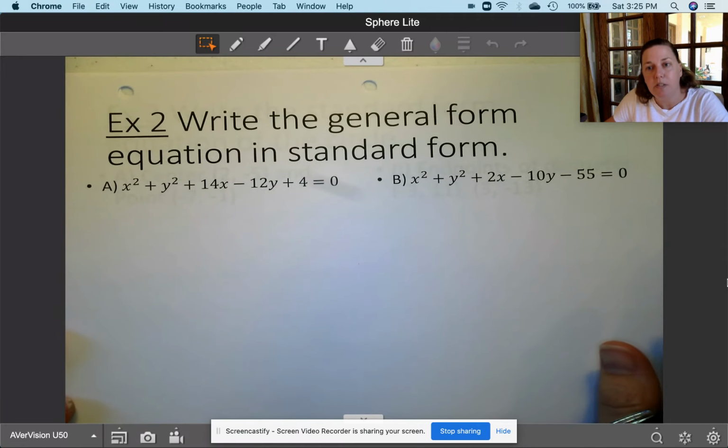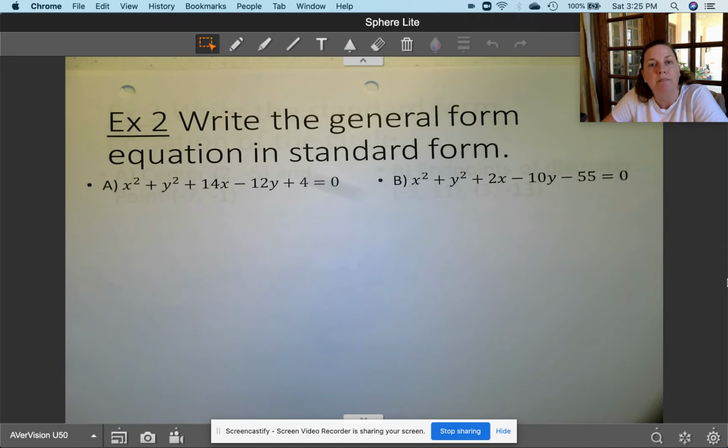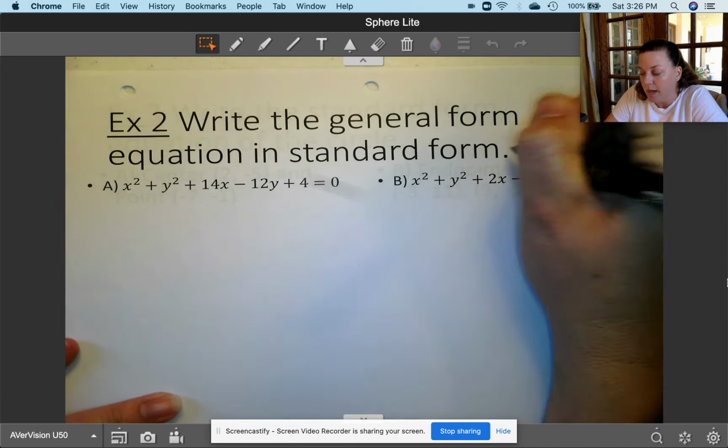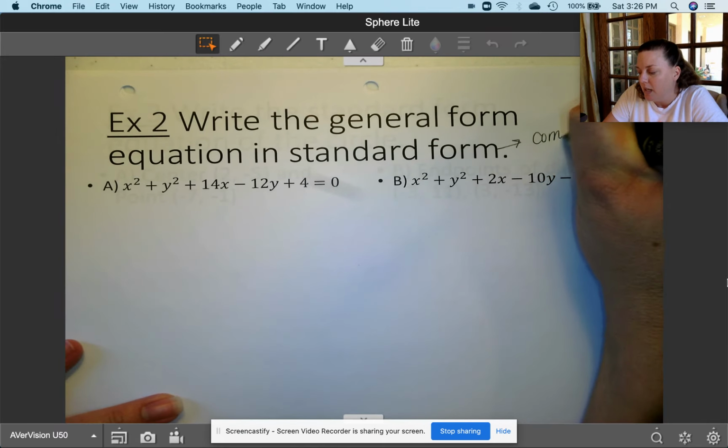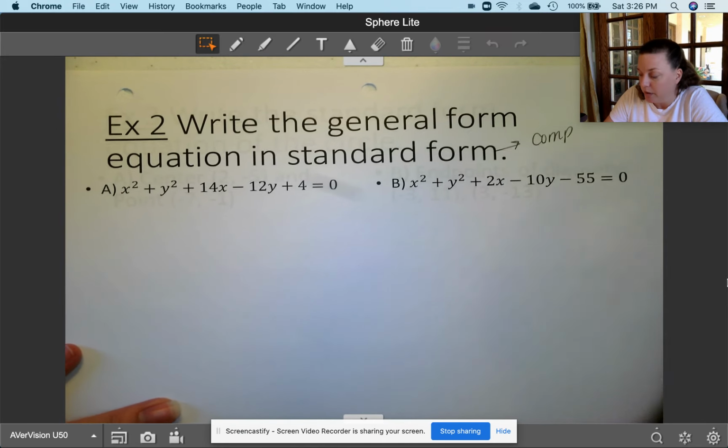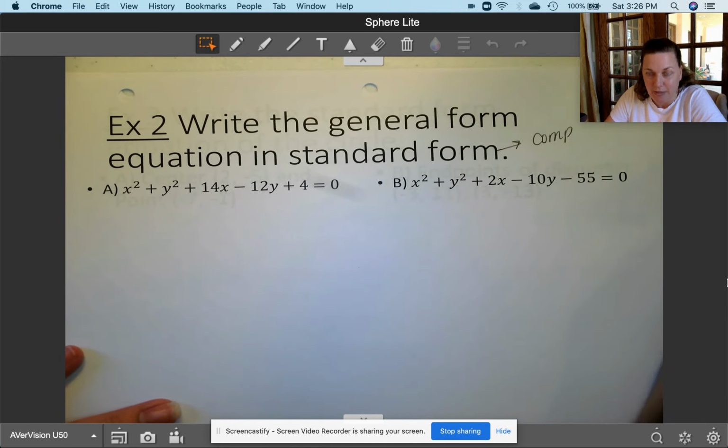All right, this is the part you really want to know. We want to write these general form equations in standard form. General form just means that there aren't any parentheses, no grouping symbols, everything's been stretched out and multiplied. So we want to put it back into standard form, and in order to do that, it's going to require completing the square. We would have done this last year, but of course we didn't get a fourth quarter.